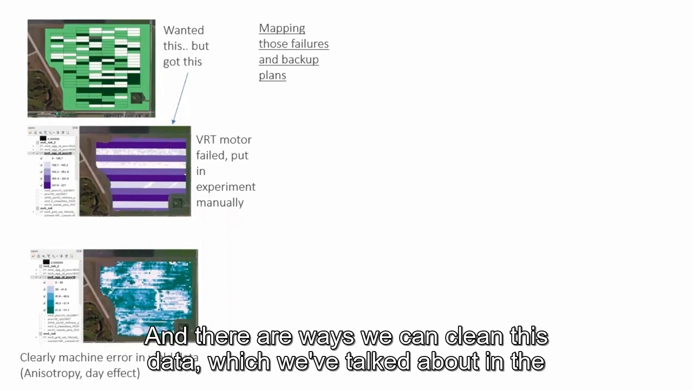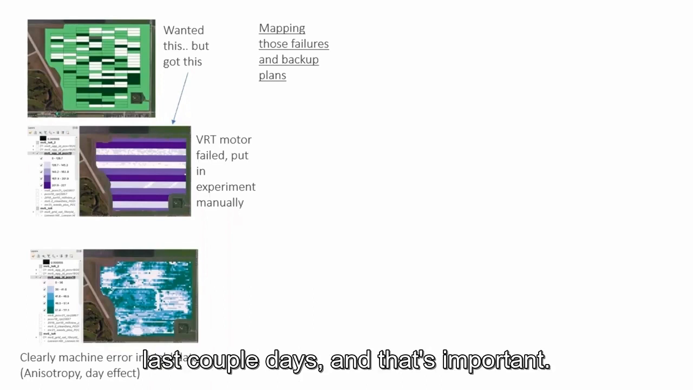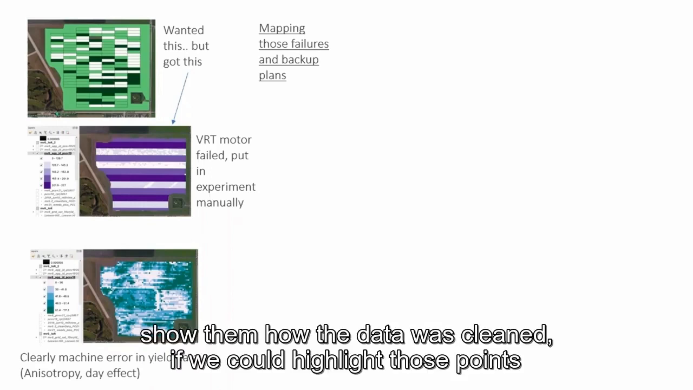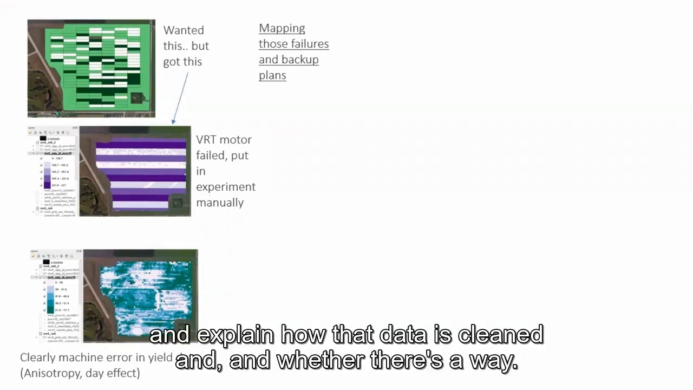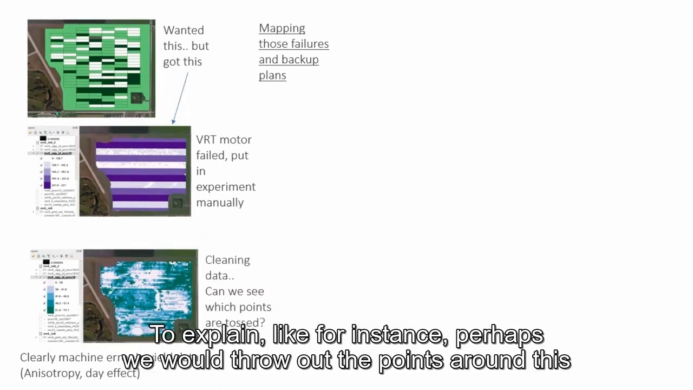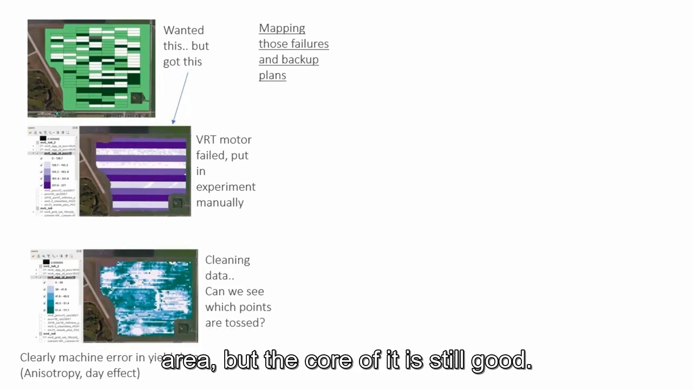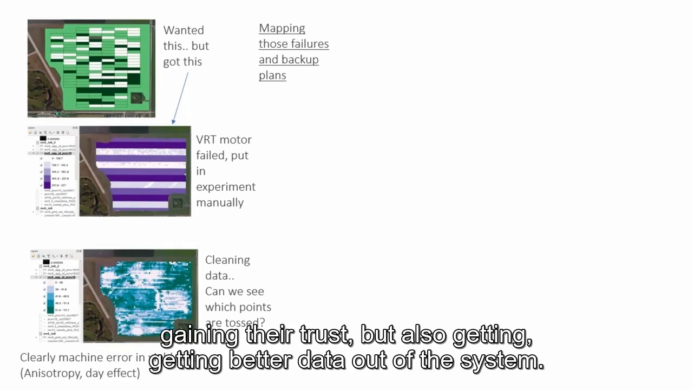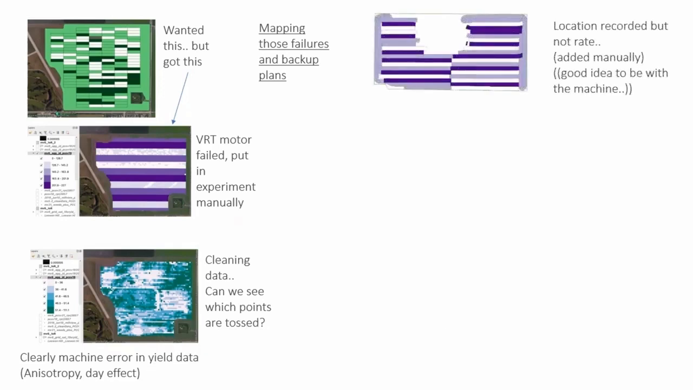And there are ways we can clean this data, which we've talked about in the last couple of days, and that's important. But just thinking about the farmer's perspective, if there's a way to show them how the data was cleaned, if we could highlight those points and explain how that data is cleaned, for instance, perhaps we would throw out the points around this area, but the core of it is still good. If we could show that to a farmer, that might be helpful for gaining their trust, but also getting better data out of the system.